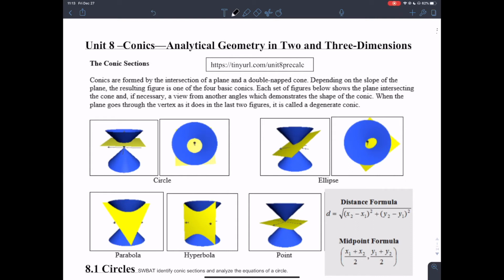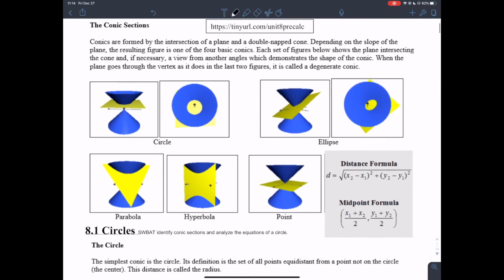Hello, ladies and gentlemen. So today we're going to be talking about conics. This is essentially analytical geometry in 2 and 3 dimensions. So these are the basic shapes we're going to be focusing on. We have circles, ellipses, parabolas, hyperbolas, and then finally a point.